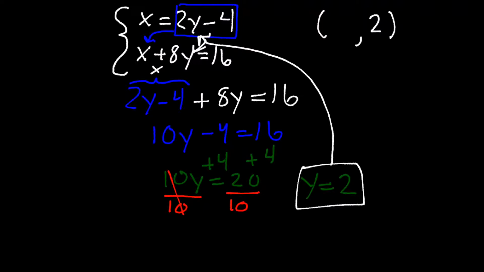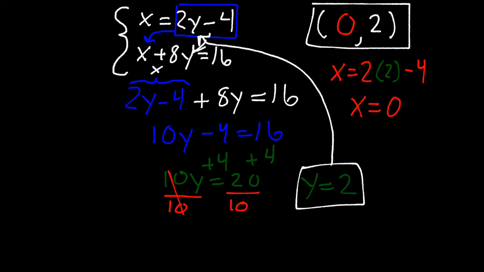Let's use the top just to make things a little bit simpler. The top is x equals 2 times y, and we know y is 2 now, minus 4. Well, what is 2 times 2 minus 4? 2 times 2 is 4. 4 minus 4 is 0. So our x is 0. And there is our solution, 0, 2. That solves our system of equations up here, and that is the point where our lines intersect each other.